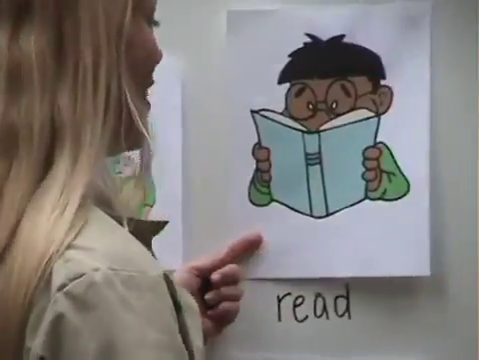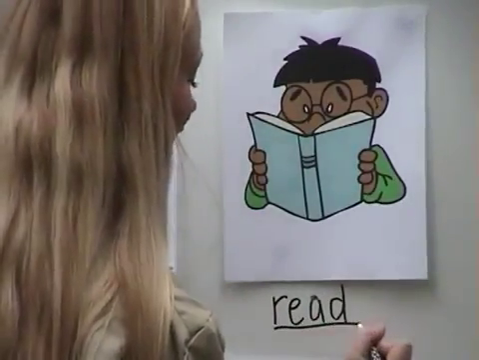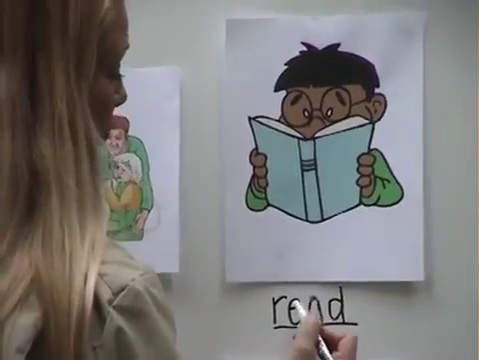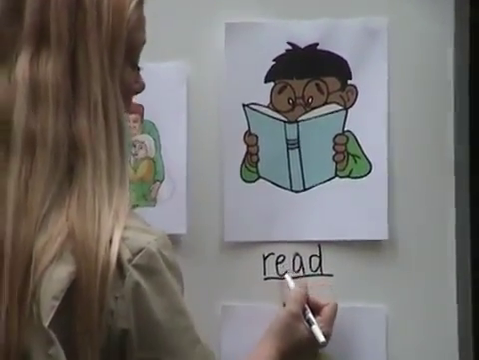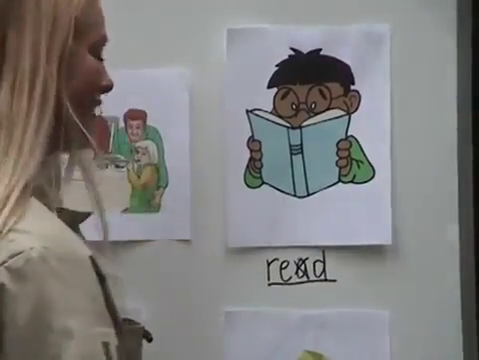Here we have my friend Tommy. He's reading a book. So we have the word read. The two vowels go walking. The first one does the talking. Read. And the second vowel is silent. I see.